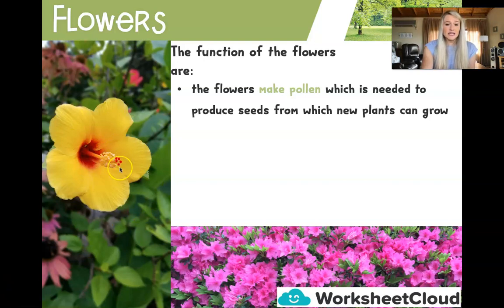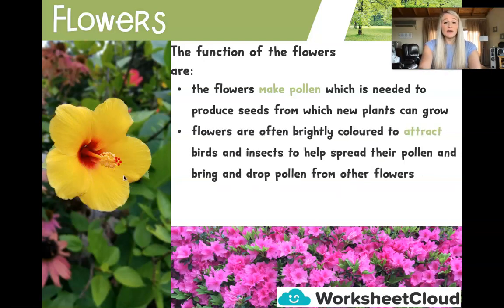If you have a look over here at this particular picture, there's pollen on this flower, and pollen is part of the process of making new seeds. It's part of the process of when flowers reproduce, and we need pollen in order for flowers to reproduce and for seeds to form. Seeds are actually formed inside of flowers, and I'll talk about seeds when we get to it. The next function of flowers is that flowers are often brightly colored to attract birds and insects to help spread their pollen and bring and drop pollen from other flowers.